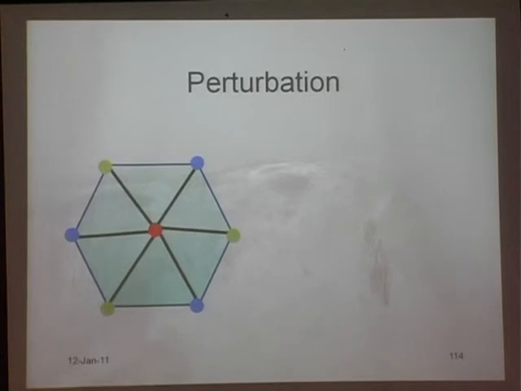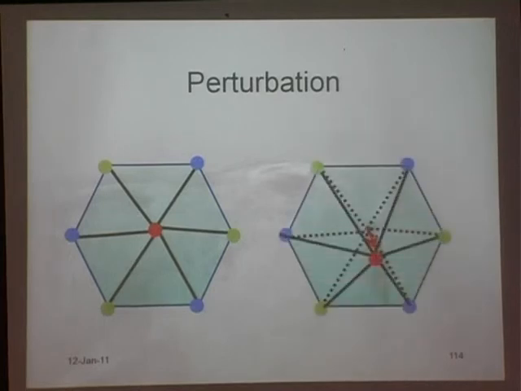So the key idea that we want is something that we'll call a perturbation. So I have a subdivision, and I want to take some point and move it over by epsilon in such a way that I still have a subdivision.